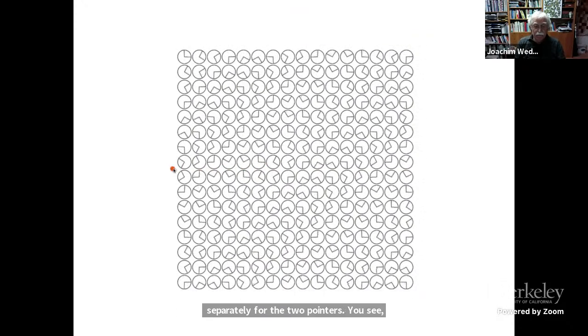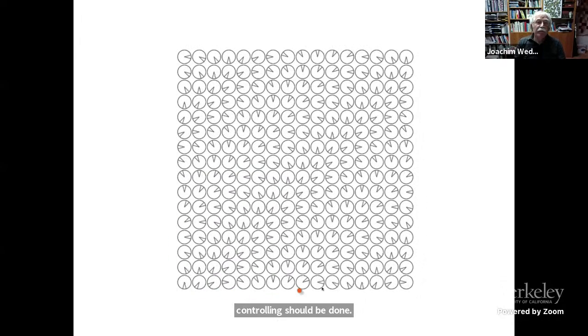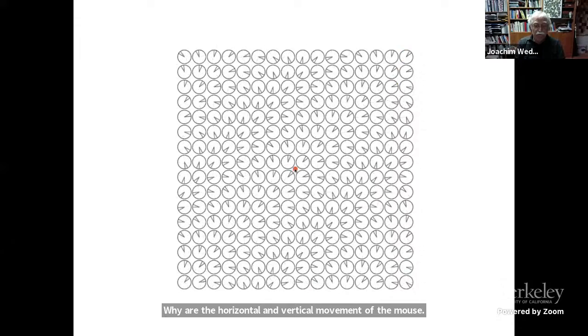Down left, the speed is 0 in both directions. Upwards, it increases for the first pointer. To the right, it increases for the second pointer.